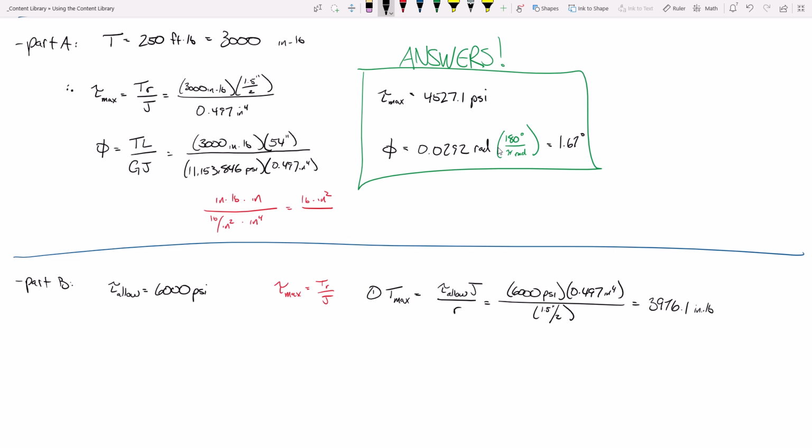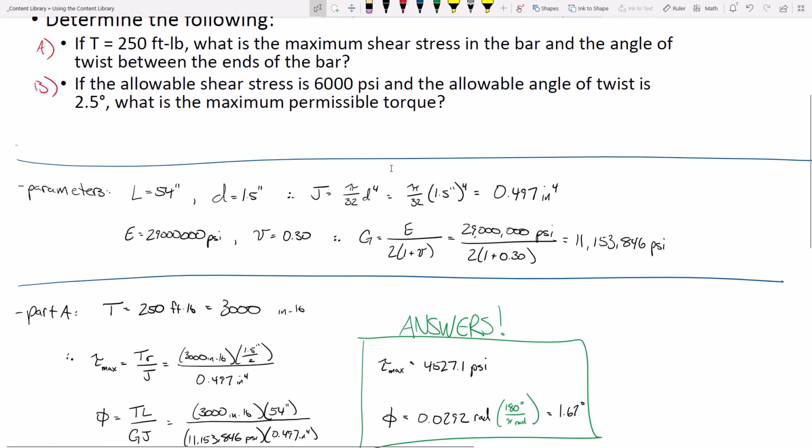Now, what was the other part? What's the other part of the problem? If the allowable shear stress is 6,000 psi, what's the maximum permissible torque? And if the allowable angle of twist is 2.5 degrees, what's the maximum permissible torque? So let's talk about that.